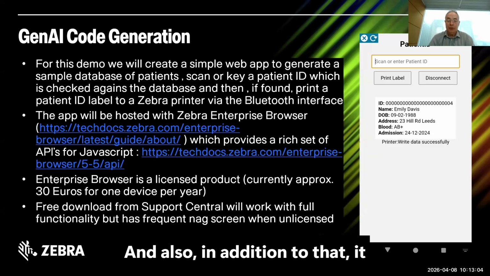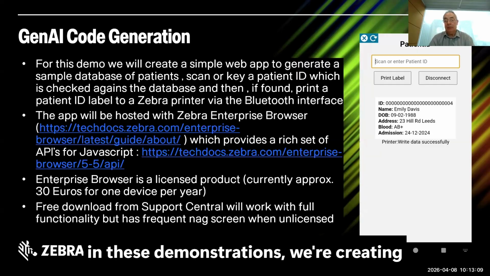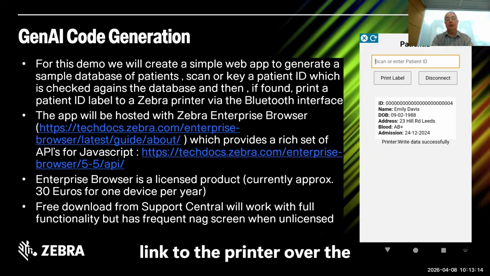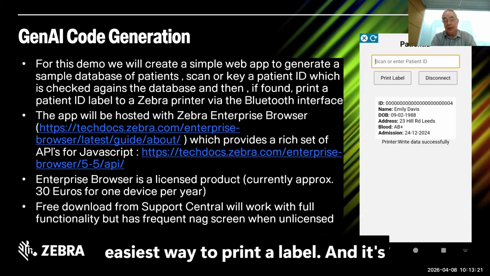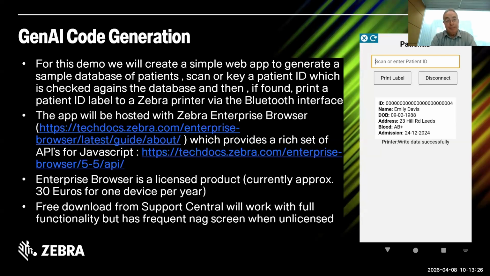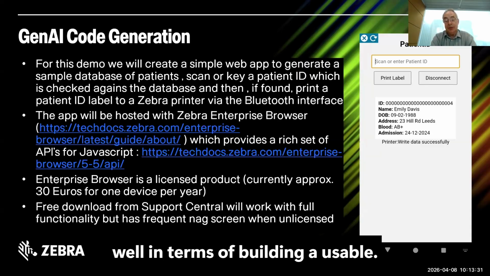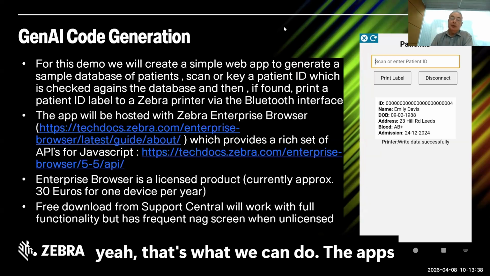In addition to that, it will generate the ZPL required, because in these demonstrations, we're creating from Enterprise Browser a direct link to the printer over the Bluetooth interface. So we're actually going to print raw ZPL, which is the easiest way to print a label, and is actually my preference to do it that way. And GenAI will do that pretty well in terms of building a usable ZPL label format. So that's what we can do.